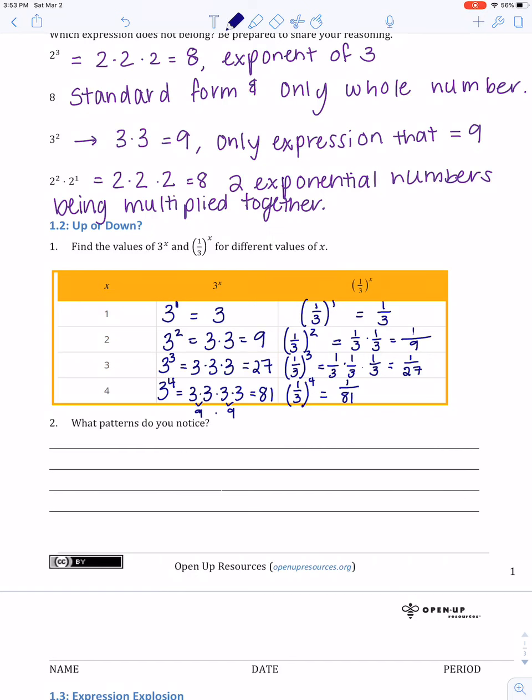Now, I want you guys to go ahead and pause this video again. Write down what patterns you notice for number 2. Of course, there are no right or wrong answers here. You're just writing down what you see. Make sure that you are using full sentences and explaining your thoughts fully.